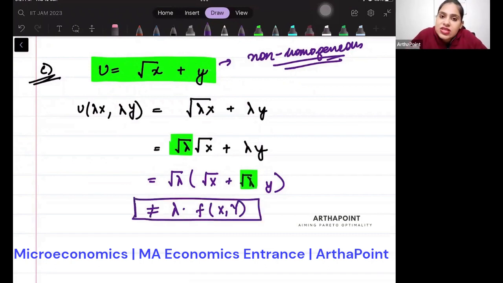Right? So this is the first definition before we go into the properties, which is called homogeneity. Second definition.